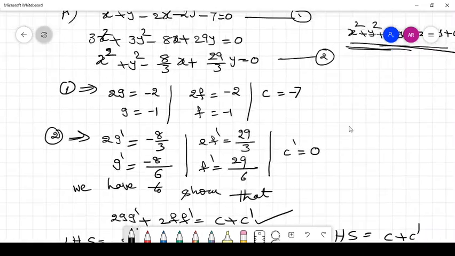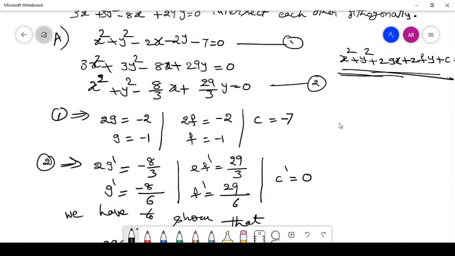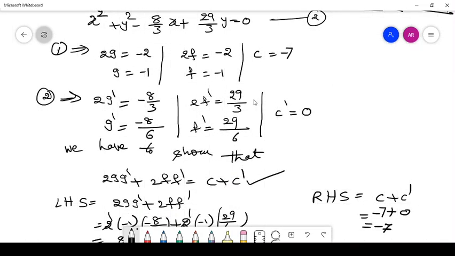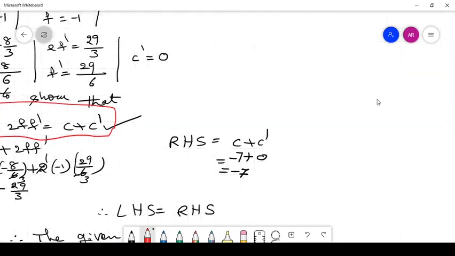What did we do here? When asked to show that the two circles intersect each other orthogonally, first we have to find g dash, f dash, c dash, and the condition for orthogonality is 2g dash plus 2f dash is equal to c plus c dash. So we have to verify the condition 2g dash plus 2f dash is equal to c plus c dash. When we verified, we got LHS is equal to RHS. The given two circles intersect each other orthogonally.